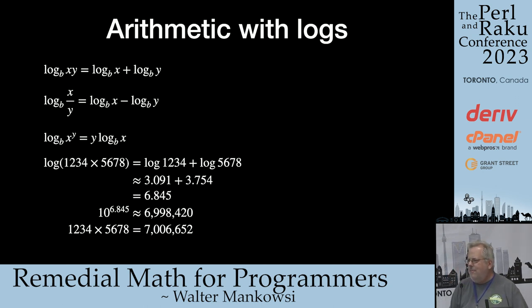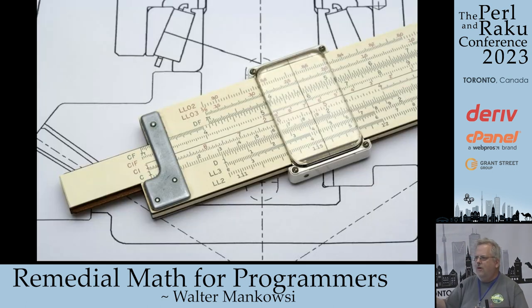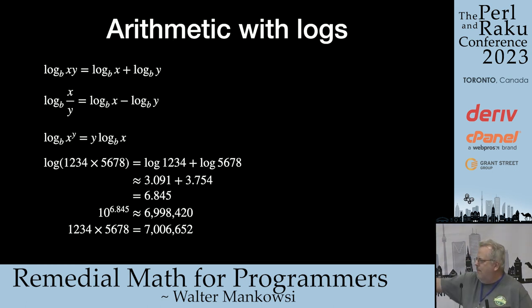So why would you want to do this? Because we've got computers, we don't really have to do this, except this is the way, for most of human existence, we didn't have computers, but we did have tables of logarithms that we could look up. And in fact, that's how slide rules worked. You would look up those numbers on a slide rule or on a table, and then you get them and you can convert back.